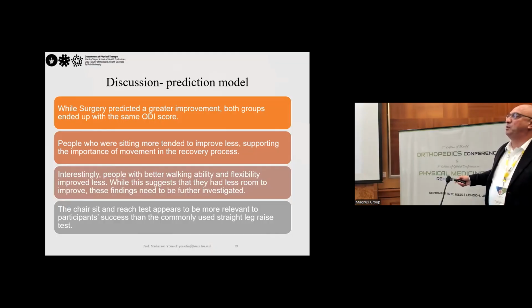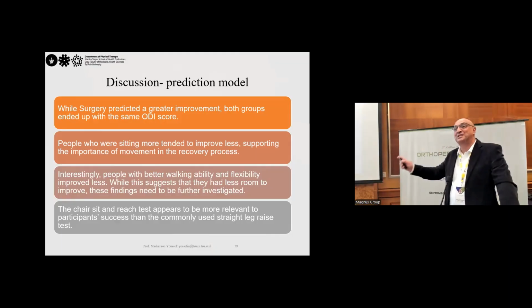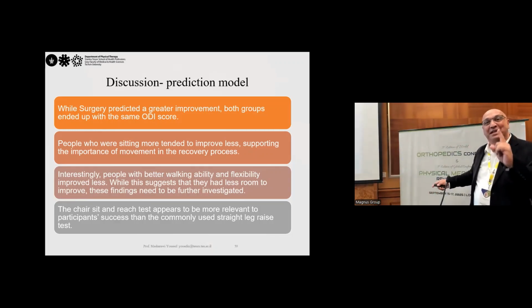Interestingly, people with better walking ability and flexibility improve less. While this suggests that they had less room to improve, these findings need to be further investigated. And here we go. The chair sit and reach test appears to be more relevant to participant success than the commonly used straight leg raise. So use this. The chair sit and reach test is an important predictive objective examination to do.